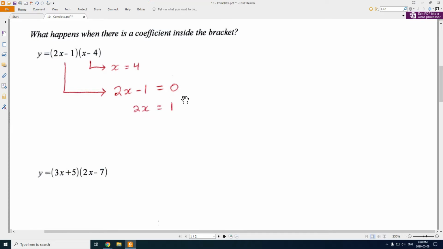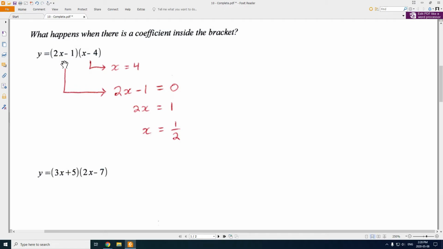So I will add 1 to move it over. Add 1 on both sides. Divide by 2. X equals 1/2. Okay, that's my other x-intercept, right? 1/2 or 0.5.